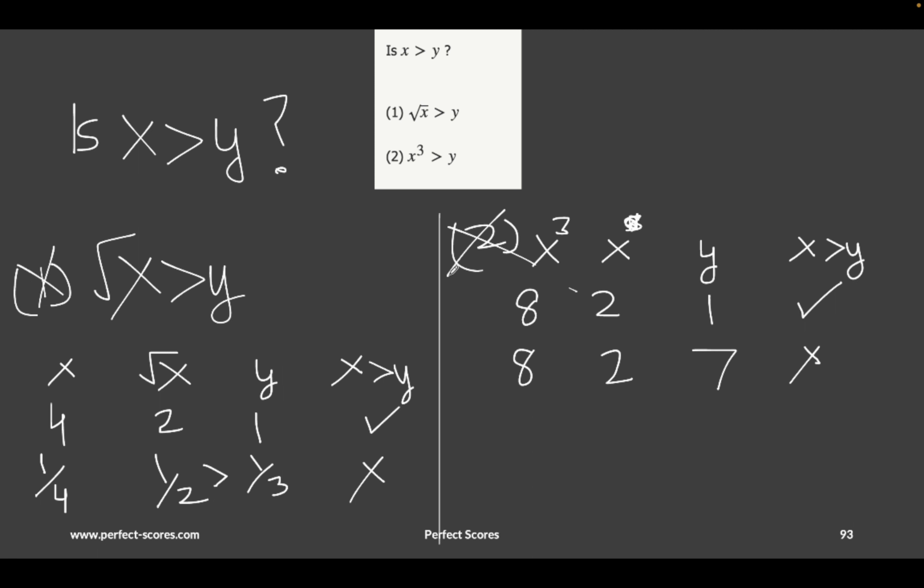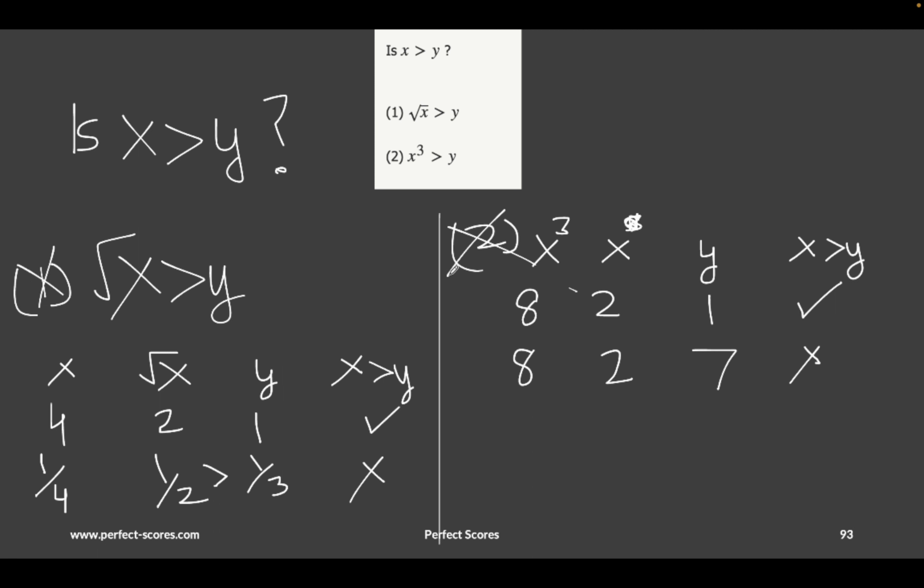Now our job is to combine both the statements, and I think we'll have to use algebra here because there are just too many conditions to fulfill. So I'm just going to erase the screen here. Let's combine both the statements. So we've got square root of x greater than y, and we've got x cubed greater than y, right? So that's what we got.